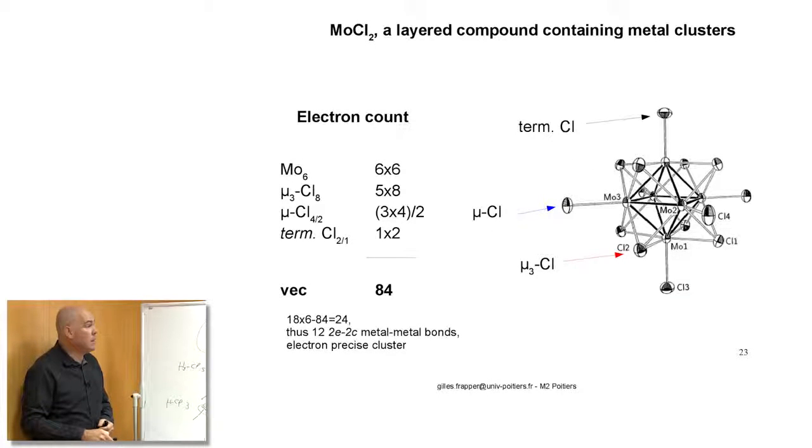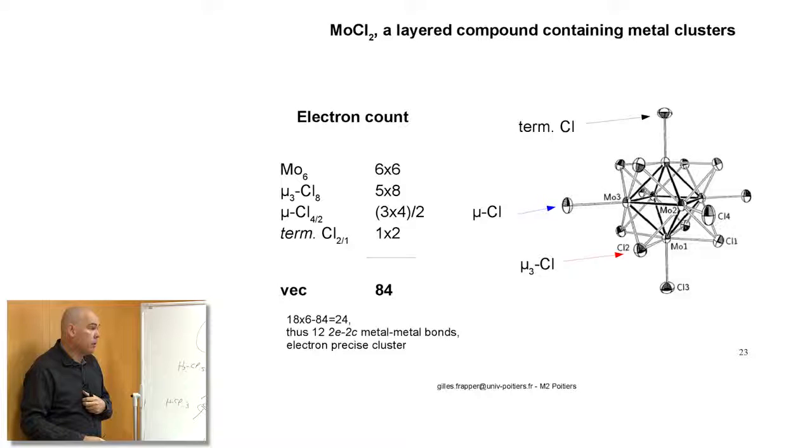So mu 3 Cl8, you have 5 times 8. Mu Cl4 divided by 2, so 3 times 4 divided by 2. And the terminal chlorine ligands count for 1 electron each, divided by 2, because you have 2, one here and another here. Okay? So the total number is 84. And 84, if you look carefully, is an electron-precise count. Because how many bonds do you have? How many metal-metal bonds do you have in an octahedron? 12.